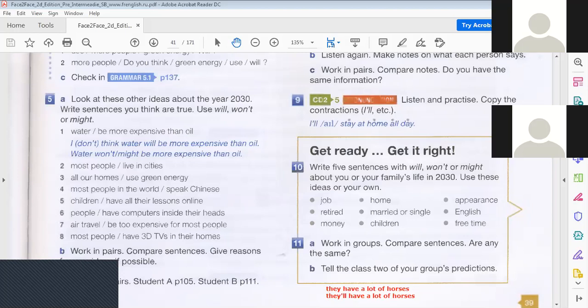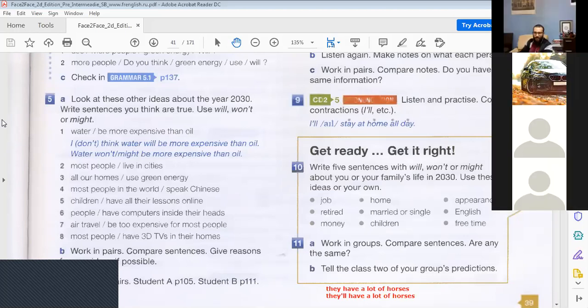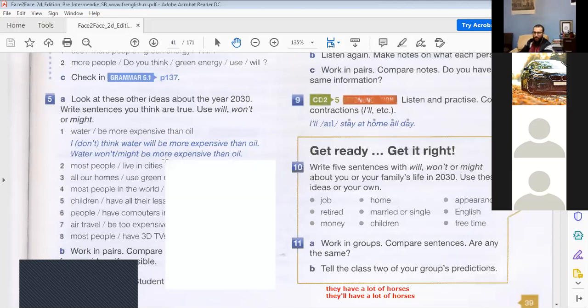I'll probably be an engineer. Probably. And can anyone else tell me what they heard? Can you repeat it? Yeah, let's repeat it one more time. I'll probably be an engineer. Yeah, let's write it. I'll probably be an engineer. So this is what he said.